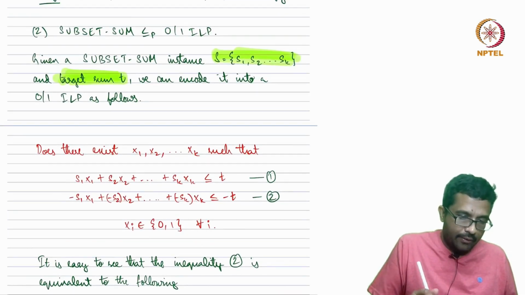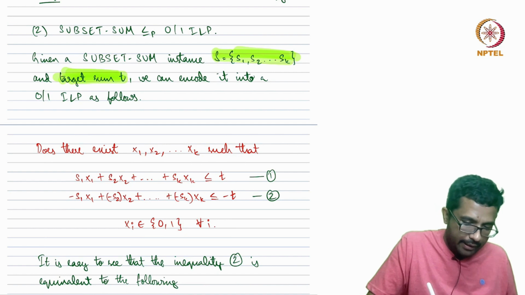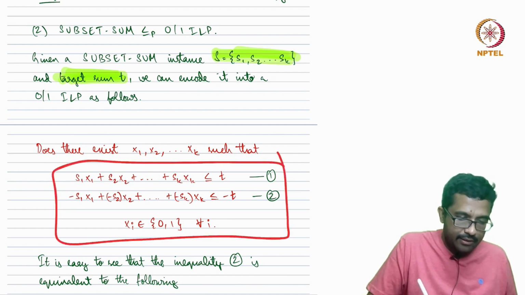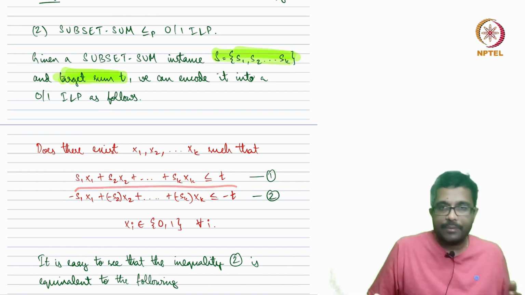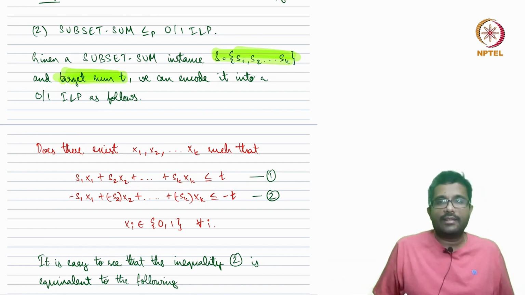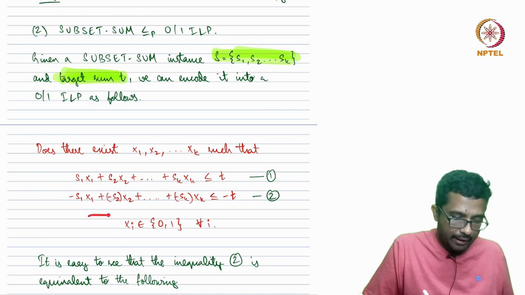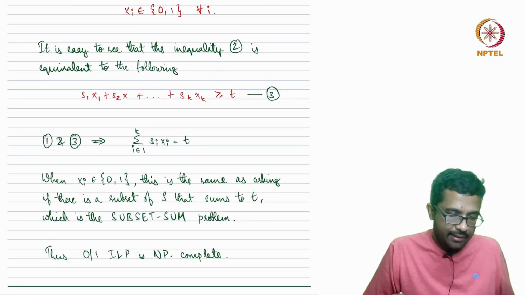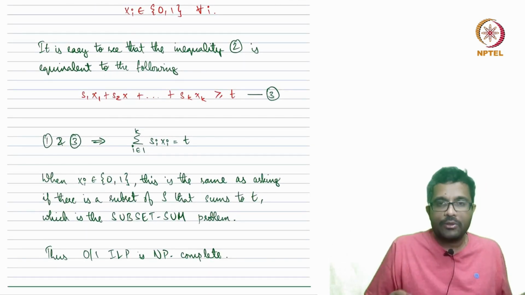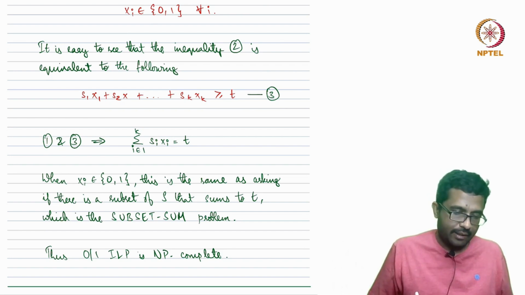So given the subset sum problem, writing down this instance of 0, 1 ILP was easy because it is just straight from the subset sum problem. It's almost like writing down the instance. So this is polynomial time producing the instance, and once we have the instance, the correspondence is also straightforward.